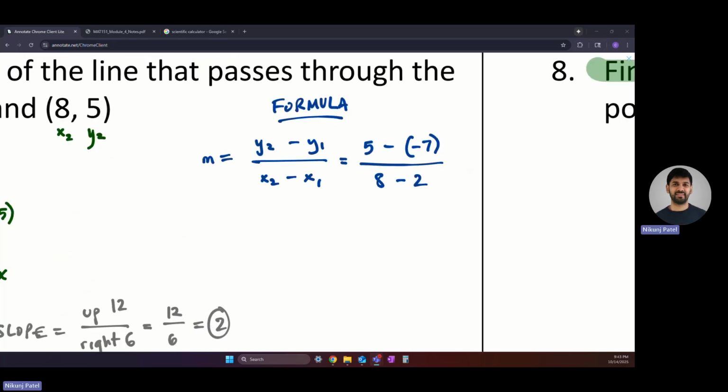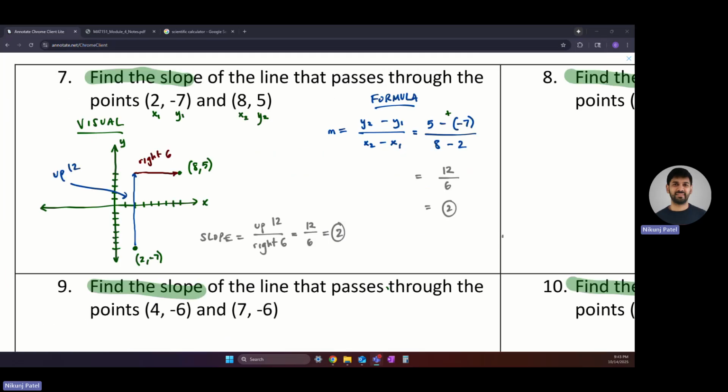And so now all we have to do is simplify, subtract, and simplify these. So when we do 5 minus -7 across the top, that's like 5 plus 7, or 12. Then put equals 12 over, and then 8 minus 2 is 6. 12 over 6, which is 2. And you'll recognize those numbers. 12 over 6, that's what we got over here.